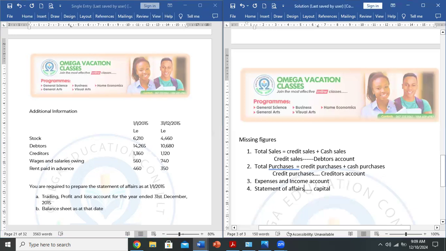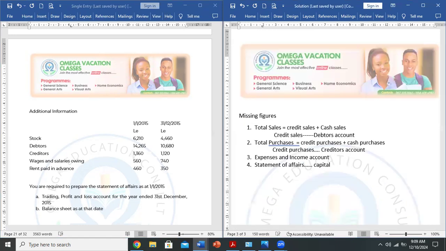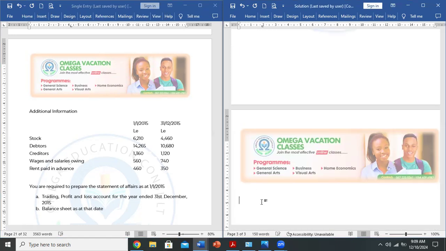So dear professors, without wasting my time, you pick on your first requirement, and you are asked to prepare the trading. So in the books, we are to prepare trading and profit and loss account for the year ended 31st December 2015.